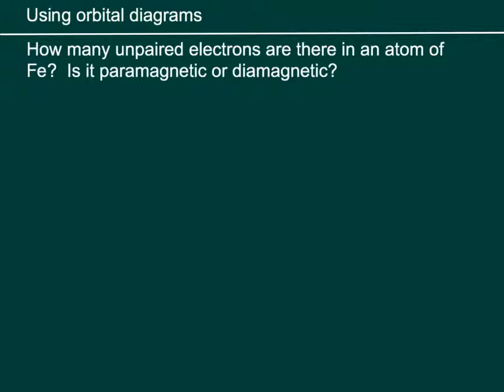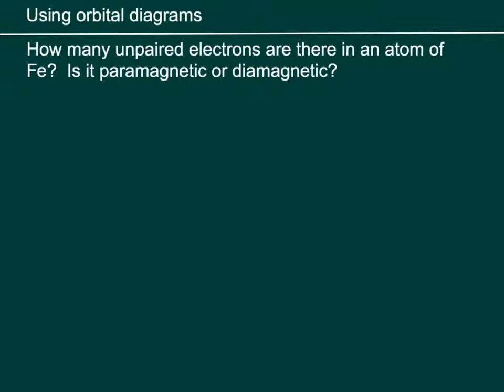Okay, so in this video we're going to be looking at using orbital diagrams in order to answer some questions about the various behaviors of an atom. In this case we're going to talk first about how many unpaired electrons there are in an atom of iron, and then does that make it paramagnetic or diamagnetic. We obviously need to understand those terms first.